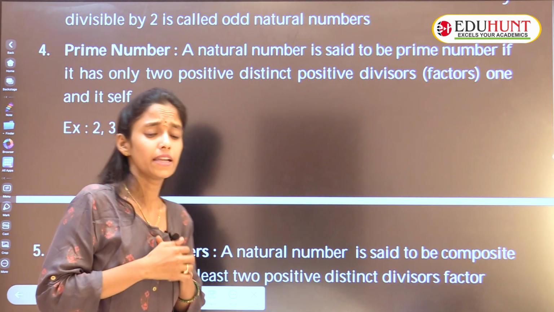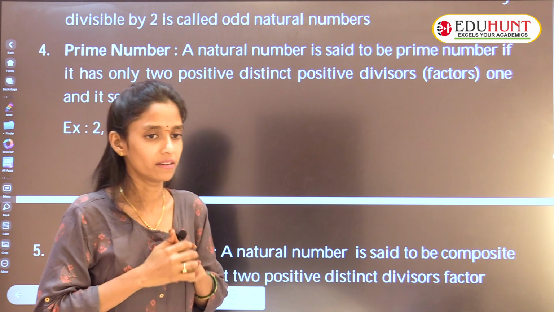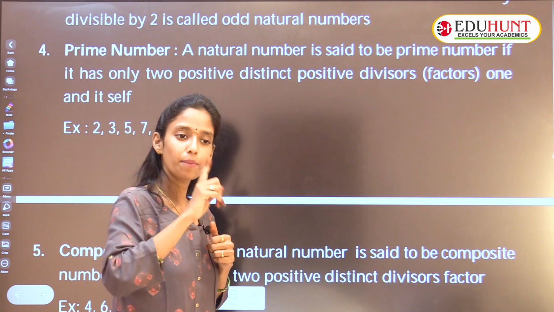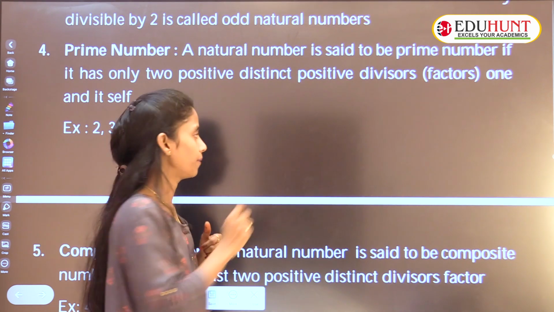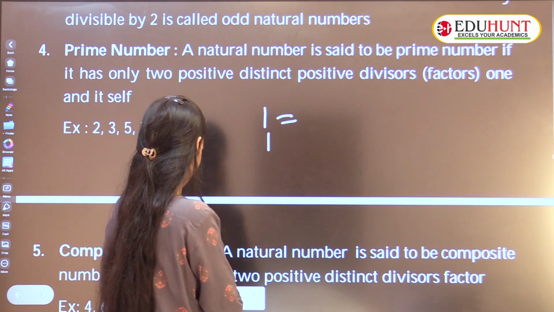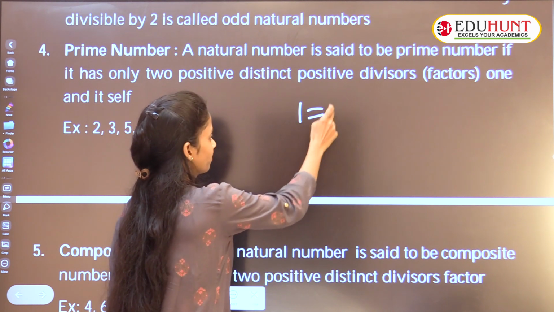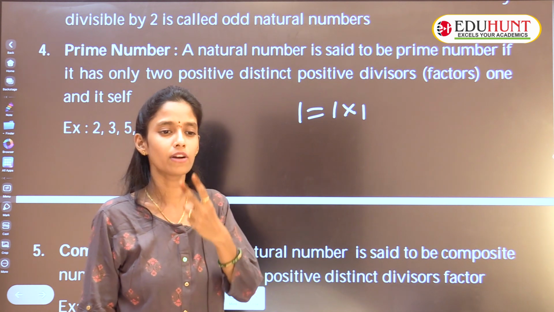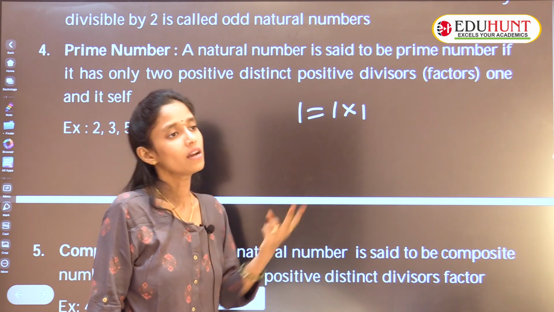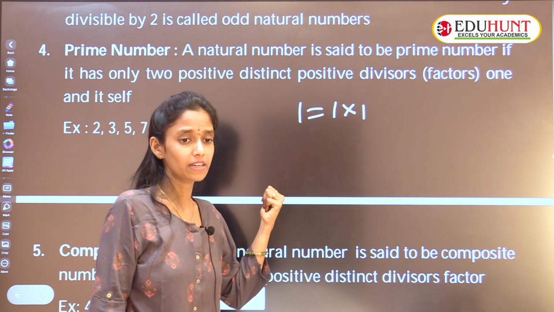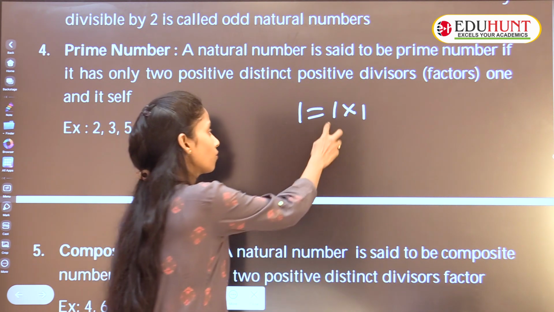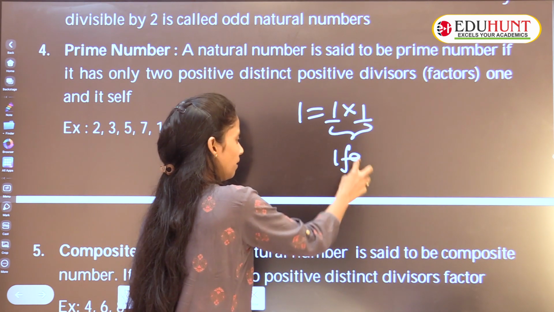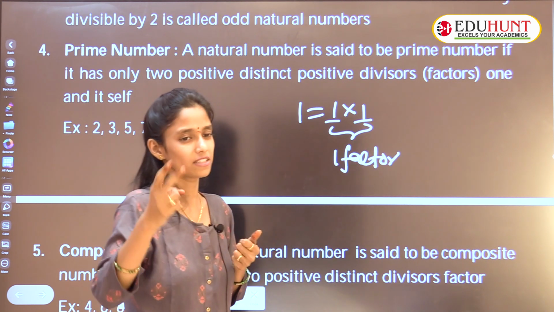So here, ma'am, then what about 1? 1 is neither prime. 1 is not a prime number, neither a composite number. For example, if you take 1, I told you that a prime number should have 2 factors, 1 and another one, which is the number we are taking, and that number should repeat. But here 1 and 1 are both the same, so you can consider it as 1 factor only. But we need a minimum of 2 factors in a prime number.